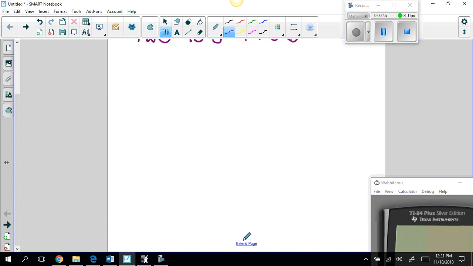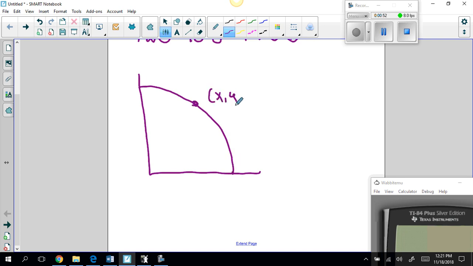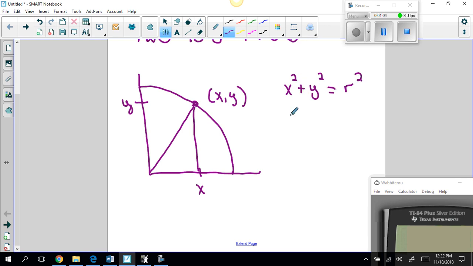Vectors. Okay, so back to the first day of class. So let's look at a circle. And there's some point x, y on the circle where this is x and this is y. And it was obvious that x squared plus y squared equals r squared. Or in other words, r is plus or minus the square root of x squared plus y squared. But you can't have a negative distance. So we have this radius r, and this was a 90-degree triangle.